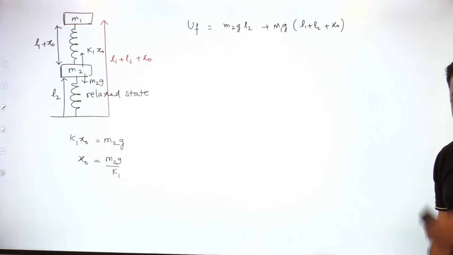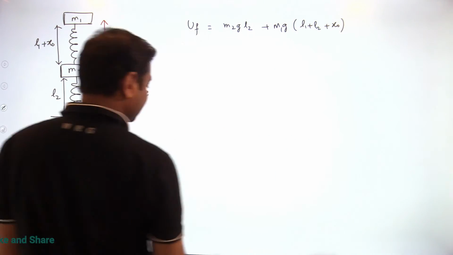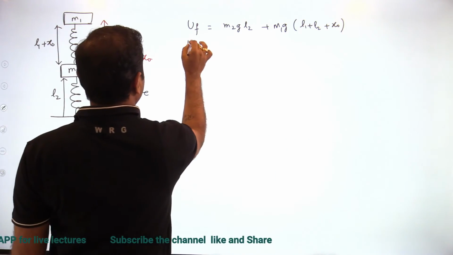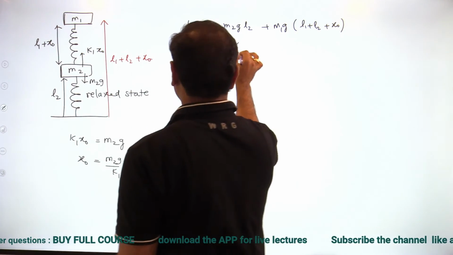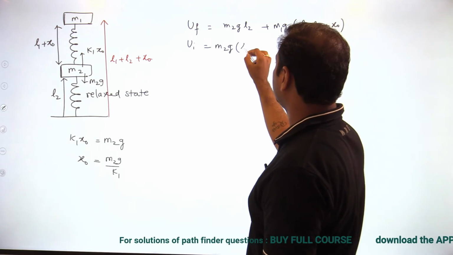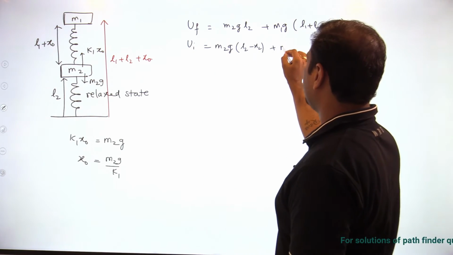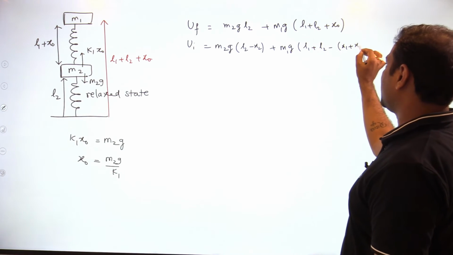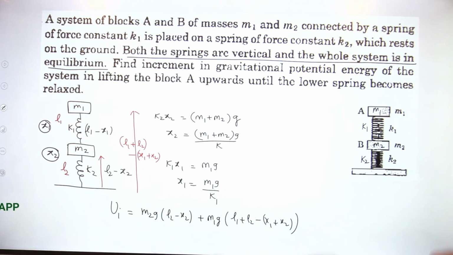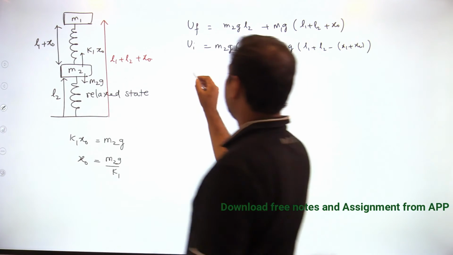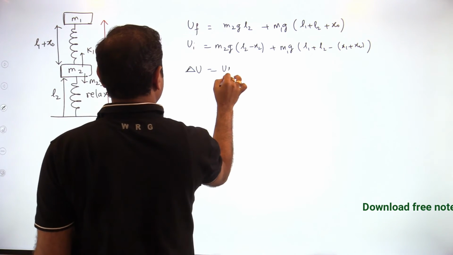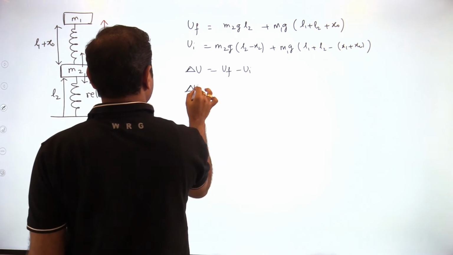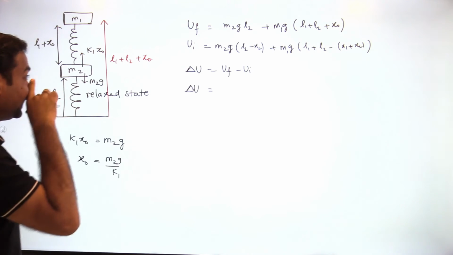Hope you understood. And what is the initial potential energy we got? The initial value is M2 g (L2 minus X2) plus M1 g (L1 plus L2 minus (X1 plus X2)). Now what is the difference? The increase in potential energy is the final value minus the initial value.